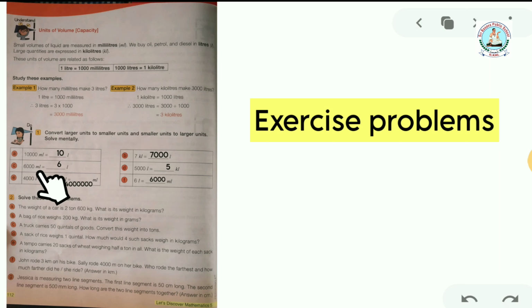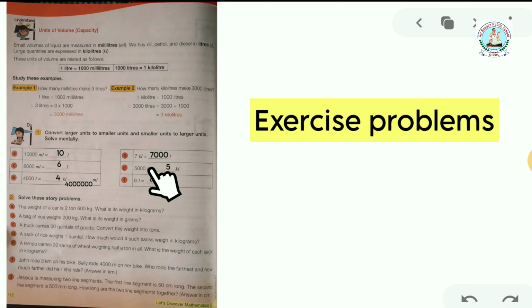We are moving from a smaller unit to a bigger unit, so the given number must be divided by 1000, because the relation between ml and liter is 1000. When you divide 6000 by 1000, the answer is 6, that is 6 liters. Then it is 5000 liters. We are converting from a smaller unit to a larger unit, because liter to kiloliter is smaller unit to larger unit. So the given number must be divided by 1000.